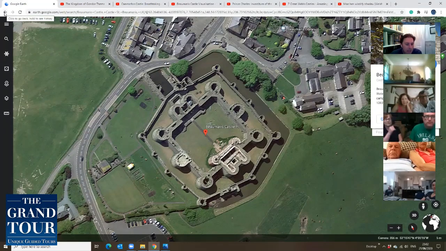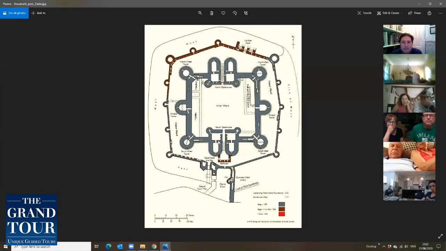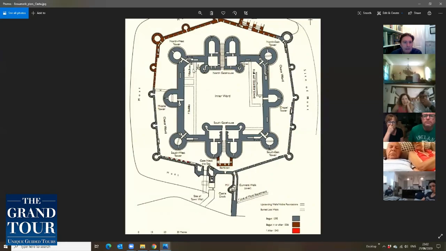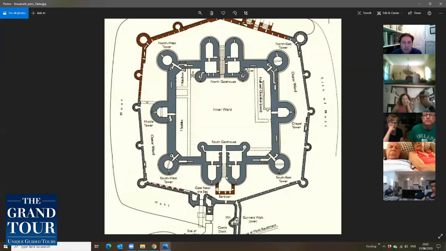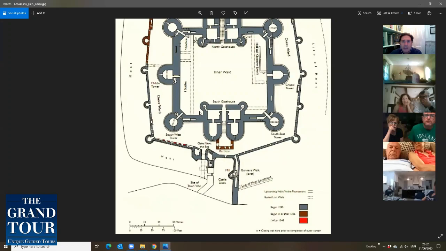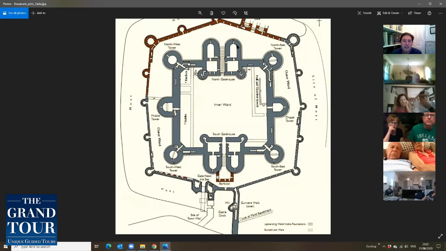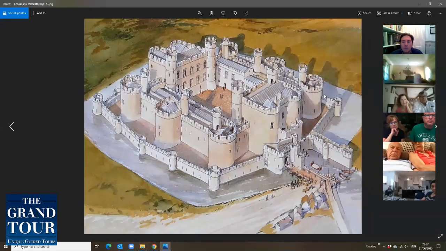Let me just see some pictures. So this is the plan, you see, with two different axes and then a barbican, and a very geometrical and symmetrical kind of shape. Let me see if I have a reproduction of it. Yes, this is how it should have looked, but unfortunately, it wasn't finished.